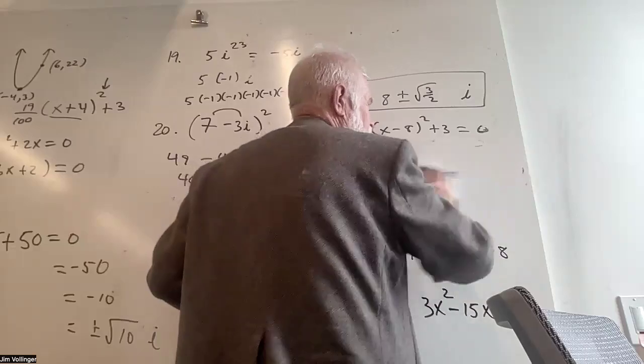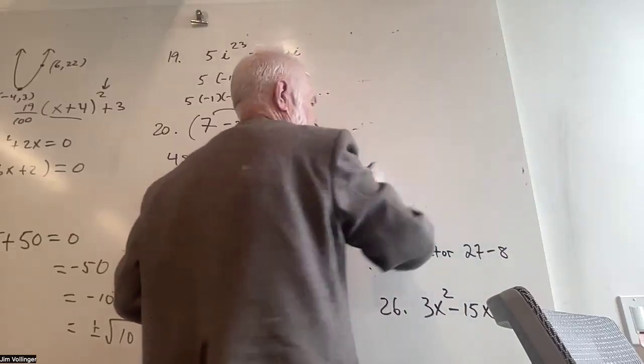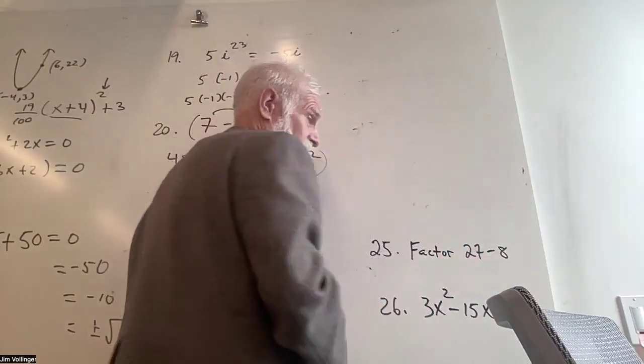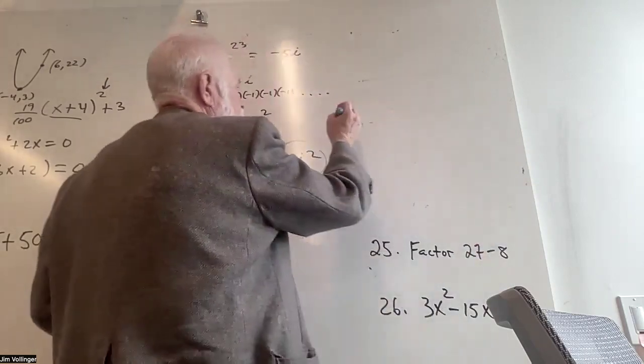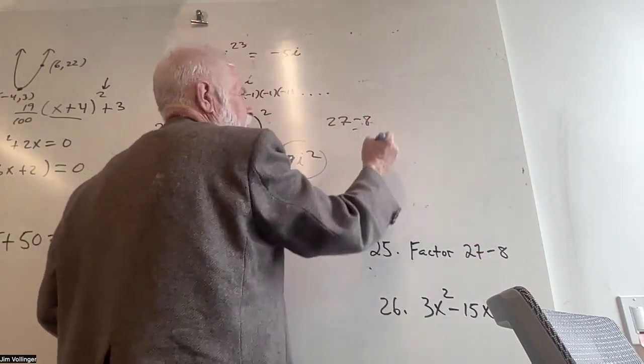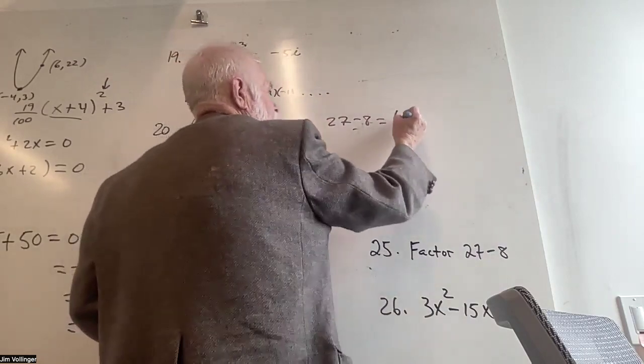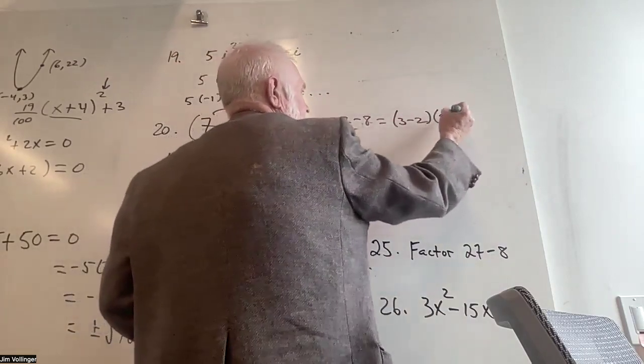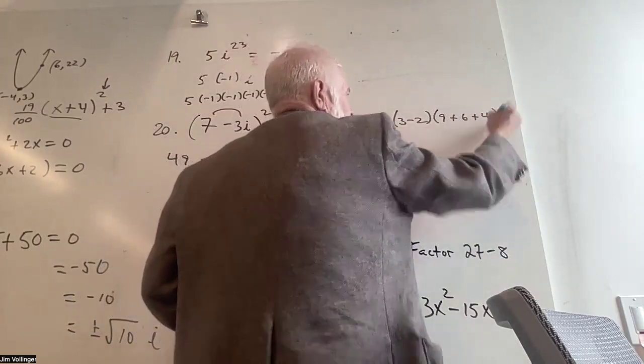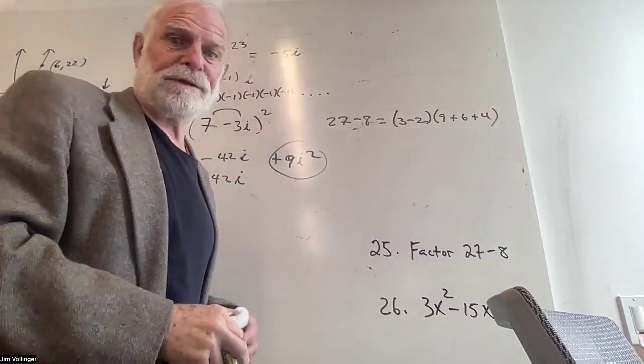Factor 27 minus 8. Well, that's a special case. Are these numbers cubes? And to factor means to write that as a product. So how could I write 27 minus 8 as a product? As follows. 3 minus 2 times 9 plus 6 plus 4. Check it out. It works.